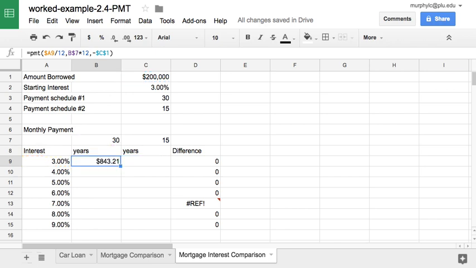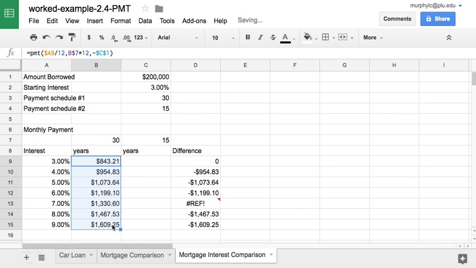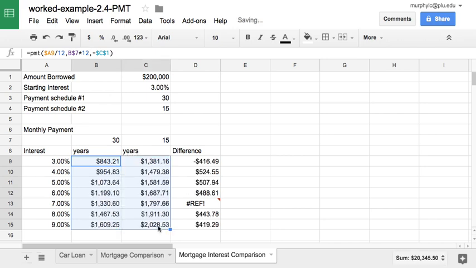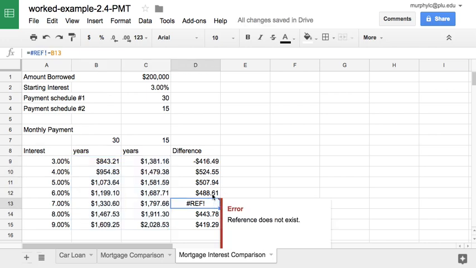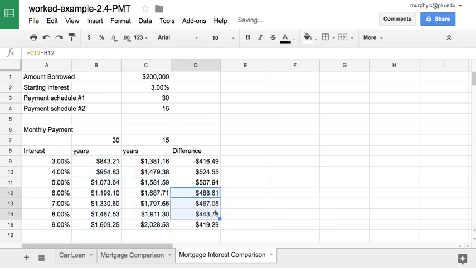Okay, so my payment is the same, but the advantage here is that I can copy this not only down the column and get the correct payments, but I can copy it down the row. I'm not sure what happened here. Let me copy that. Okay.